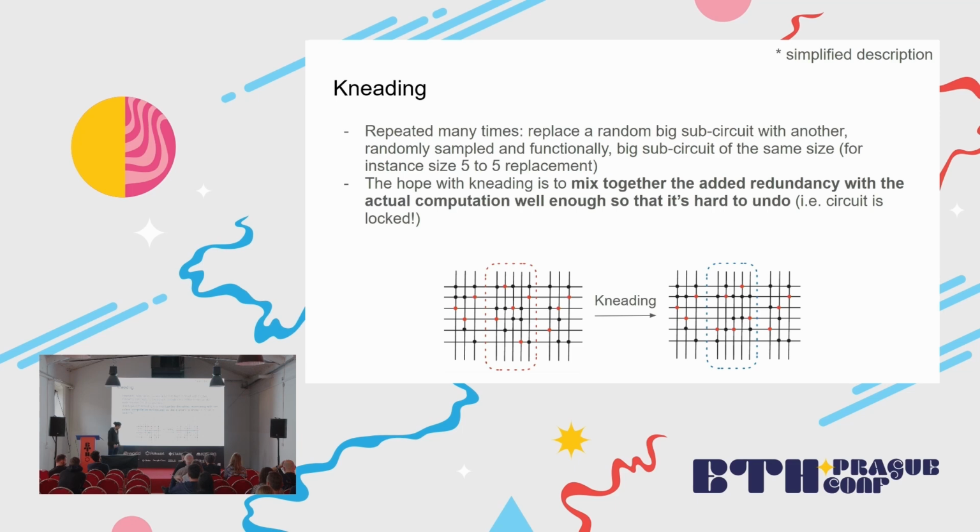The way kneading works is that you take, again, a size 5 circuit in this case. Previously, at the inflationary step, we were taking a size 2 circuit. Now you take a size 5 circuit and replace it with another functionally equivalent size 5 circuit. When I say functionally equivalent, the input and output of these two circuits are the same. You do this many, many times with the hope that the circuit becomes locked, which means that you cannot reverse anything that has been done to the circuit.